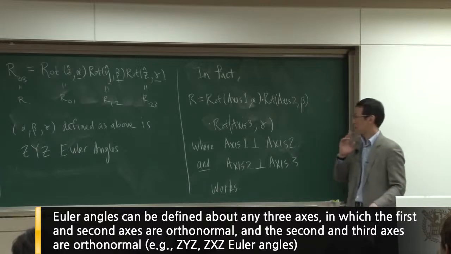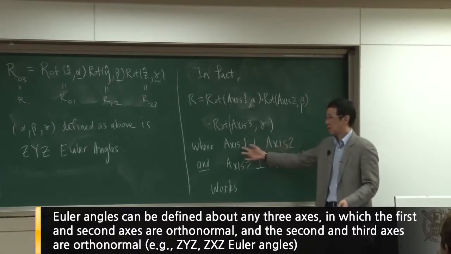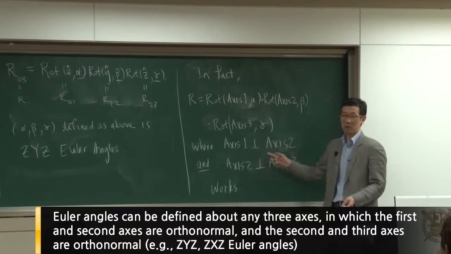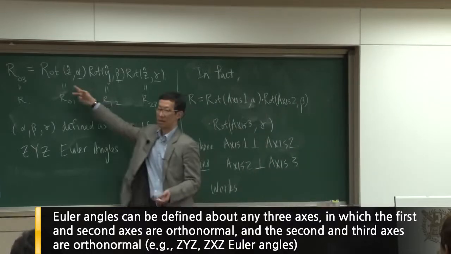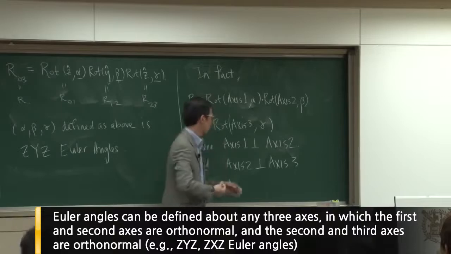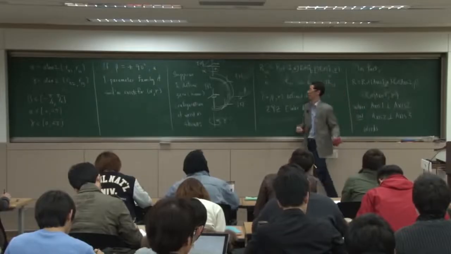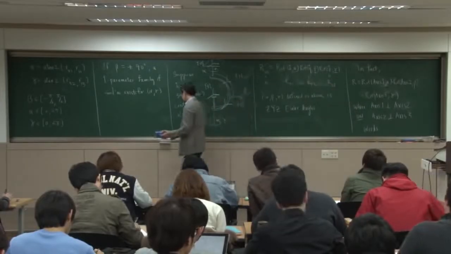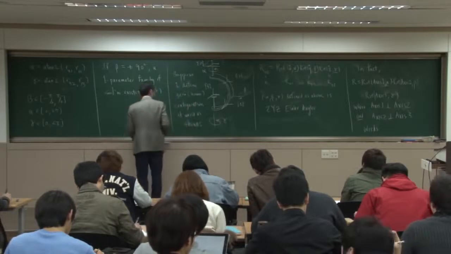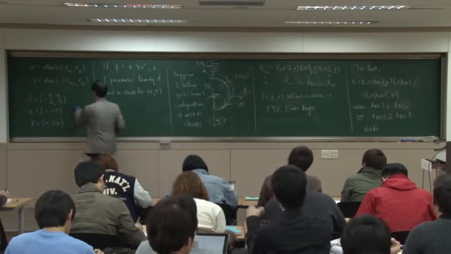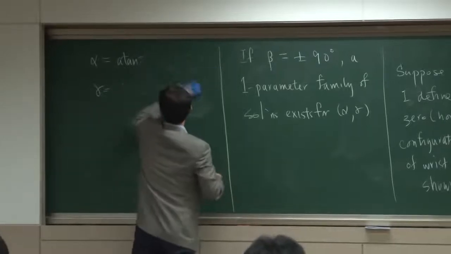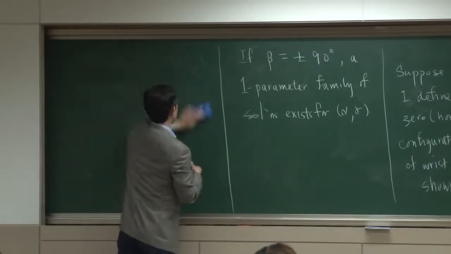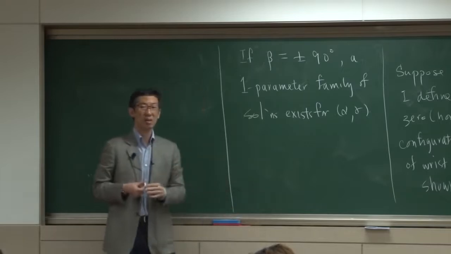Note that this does not mean that axis 1 and axis 3 have to be orthogonal. In fact, they can be the same, just like here. So this works. That's the most general way to use Euler angles.